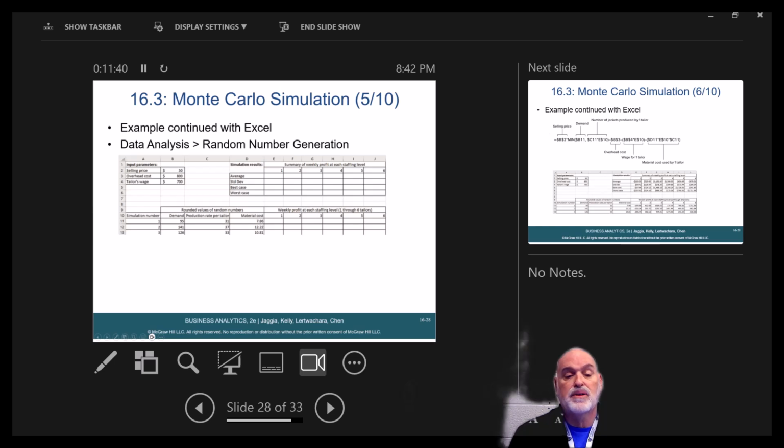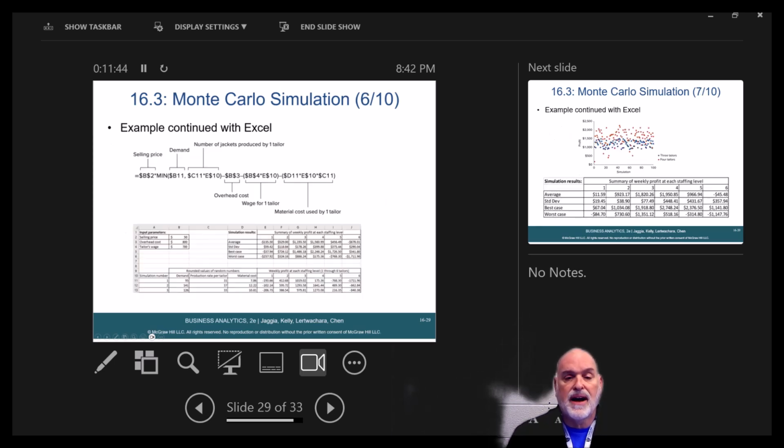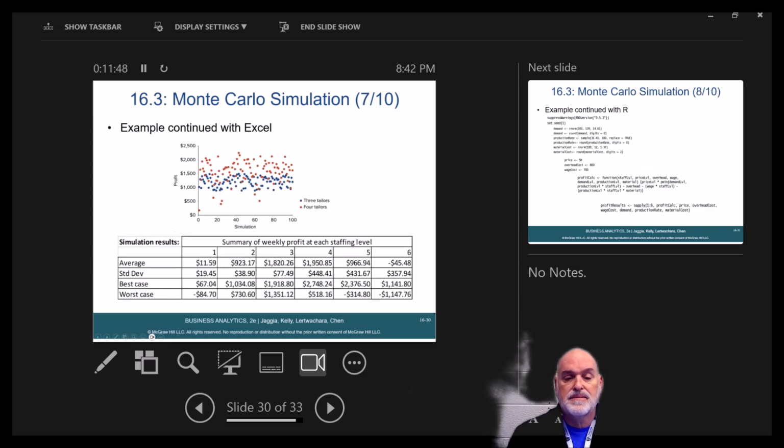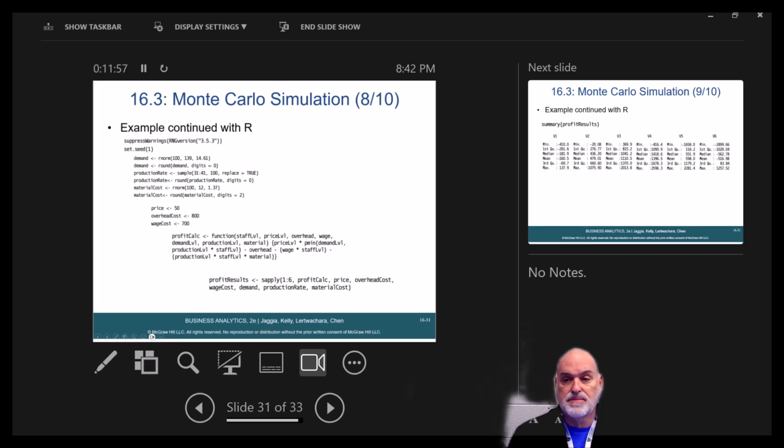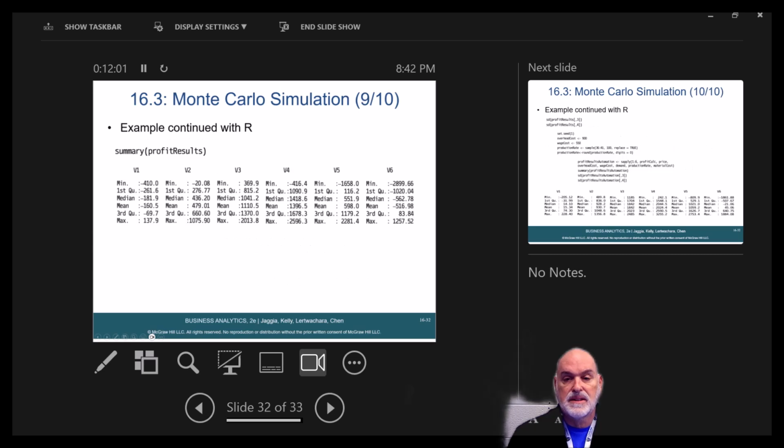Here we have plugged in the variables in Excel, and then we have it continued with Excel, and then we can see it plotted, and then we can see all of the information here. Then we have it with R. Continue with R.